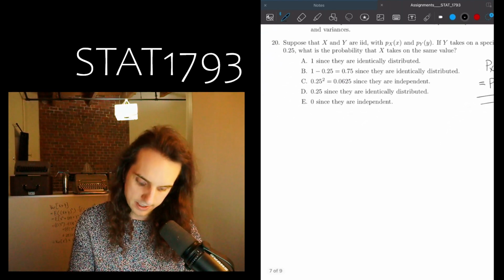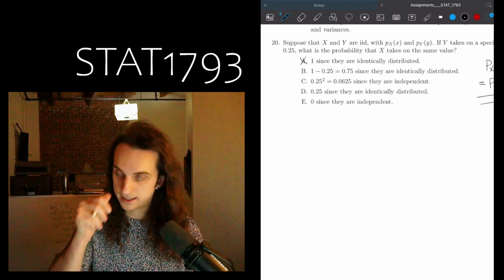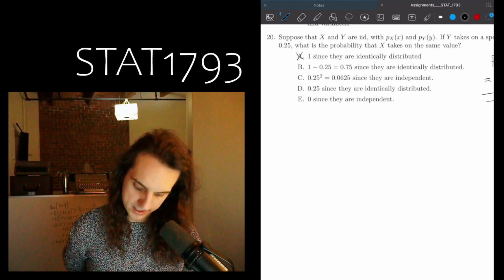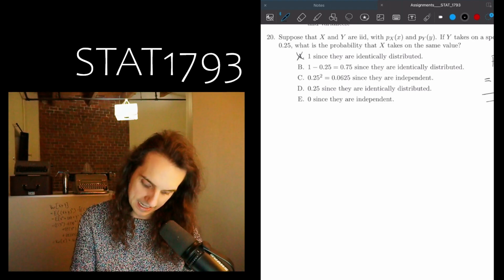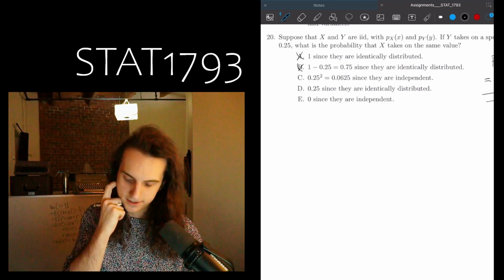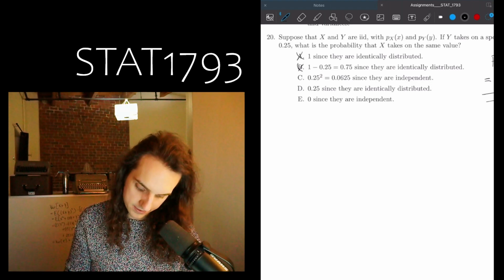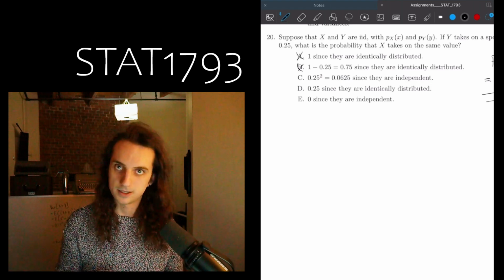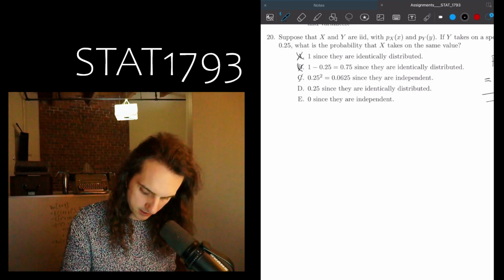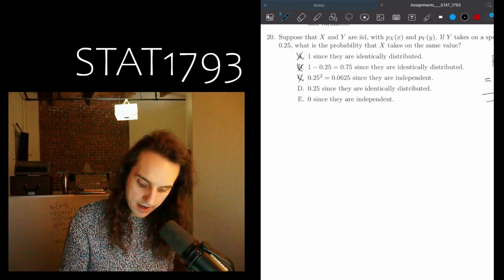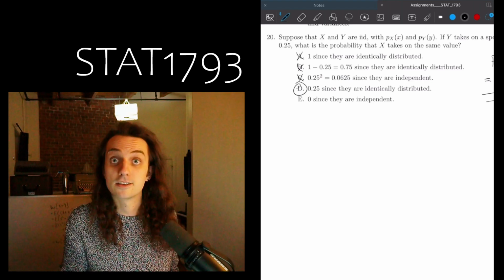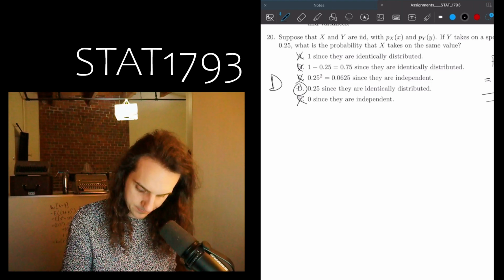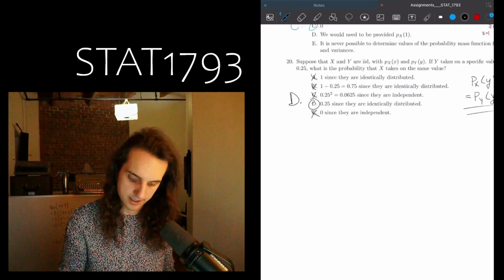All right, option 1, since they're identically distributed, that's not what we mean by identically distributed. It means they share a mass function. 1 minus 0.25 equals 0.75, since they're identically distributed. Again, that's not an interpretation there. 0.25 squared, because they're independent. Well, if what we were looking for was the joint probability, then we could start multiplying things, but we're not looking for a joint probability. 0.25, since they're identically distributed, is exactly the right answer, exactly the right explanation, as 0 is incorrect. So that leaves us with D as the correct answer here.